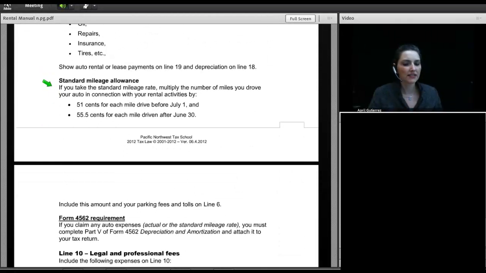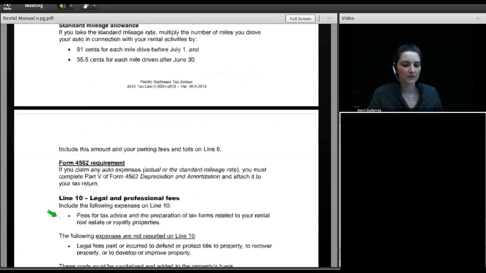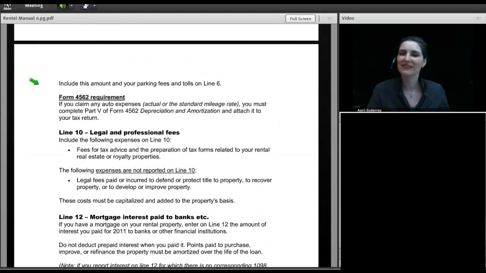Standard mileage allowance. If you are claiming the standard mileage allowance, you claim 51 cents for each mile driven before July 1 and 55.5 cents a mile for each mile driven after June 30th. You include your standard mileage allowance along with any amounts you paid for parking or tolls on line 6. The parking and tolls are not a part of the standard mileage allowance. They can be claimed in addition to it. But any other maintenance issues of the car are in place of the standard mileage allowance.